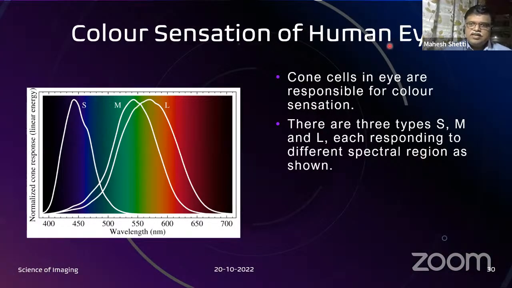So this is basically the color sensation of the human eye. There are cone cells in our eye. They are responsible for color sensation, and there are basically 3 types of sensors: short wave, medium wave, and long wave. They respond to different spectral regions, and you see that they are not equidistant. This is what human evolution has given us. And therefore, our eyes are very sensitive to green and yellow light, and we perceive green and yellow as brighter as compared to blue.